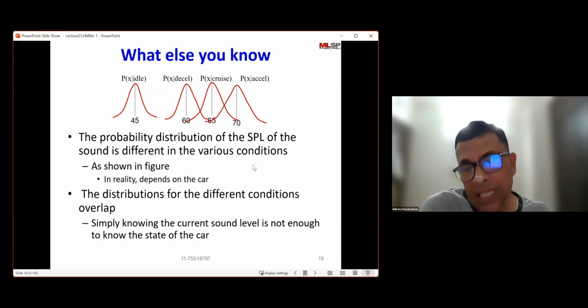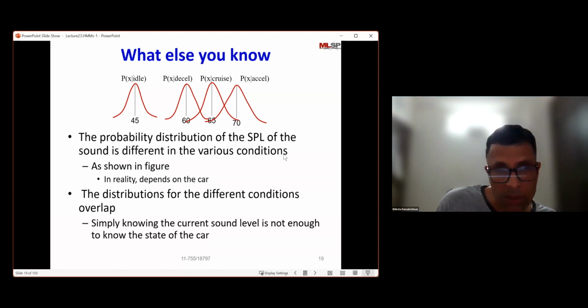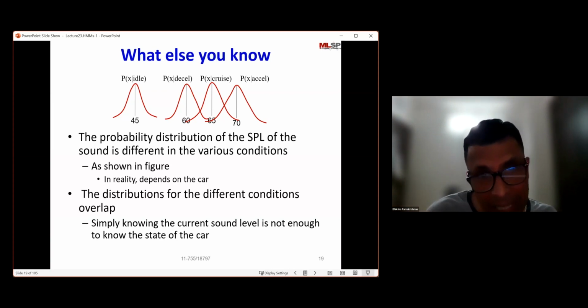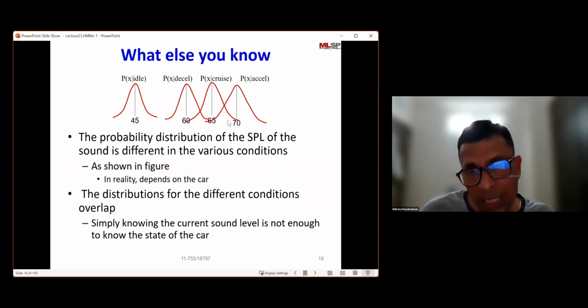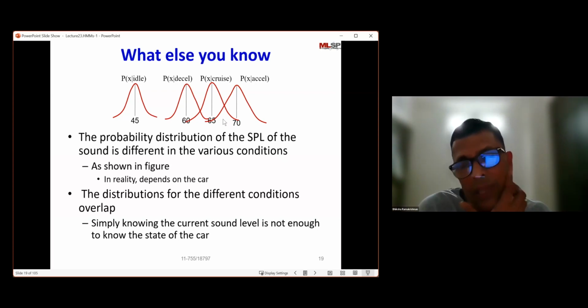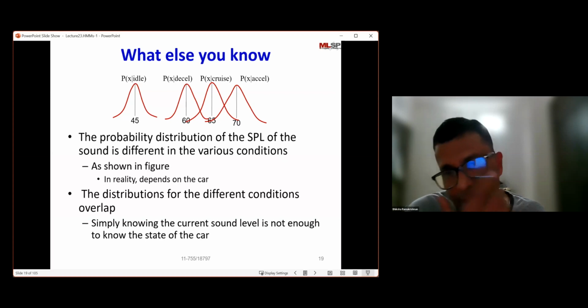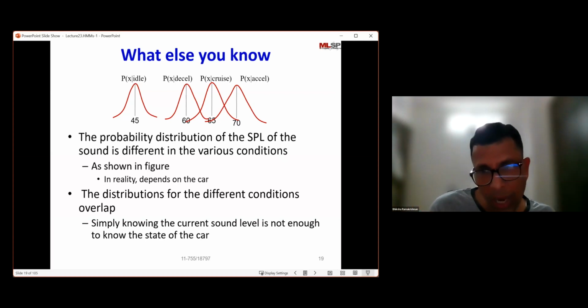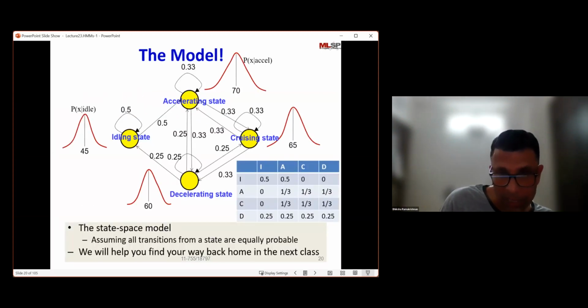So in any given state, the car is not always making the same sound. So now what you want to do is, based on what you've heard, know the current state of the car so that you can work your way backwards, right? But let's say you heard a 67 dB SPL sound. Based on listening to that sound, can you say if the car is cruising or accelerating? You can't, right? It's confusing, right? So simply knowing the current sound level is not enough to know the state of the car. So you have to consider the entire process.